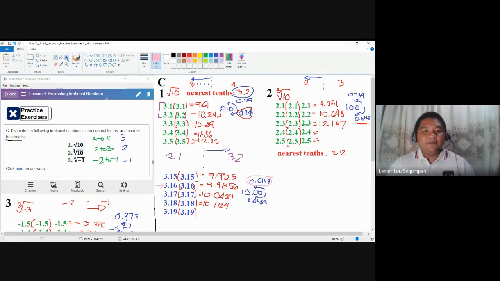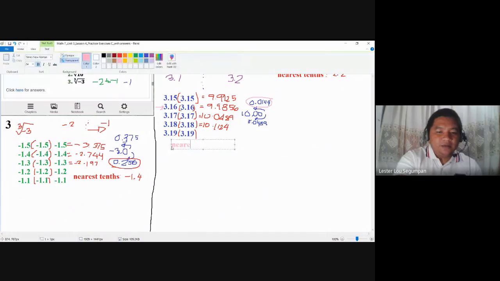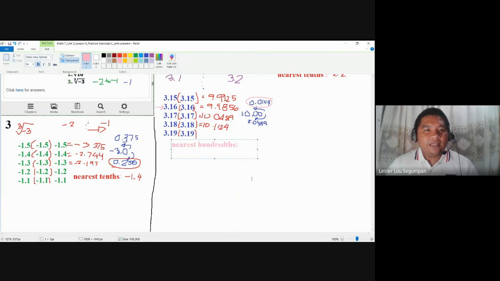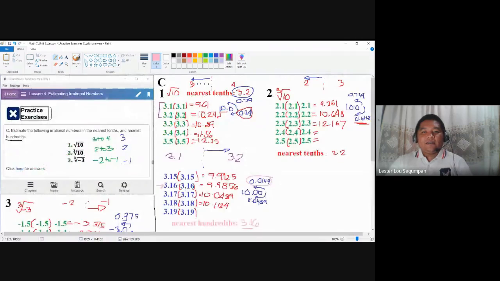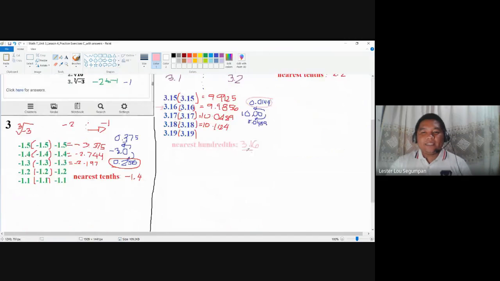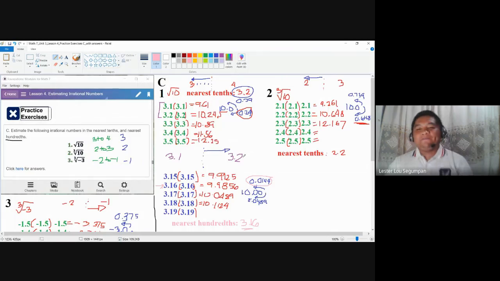So we have determined that the nearest hundredths, wrong spelling, nearest hundredths, is the value of 3.16. So this is now the rounded off value for the square root of 10 in two decimal places. As you can see, the nearest tenth is 3.2. The answer is 3.16, which is very obviously closer to 3 than to 4.